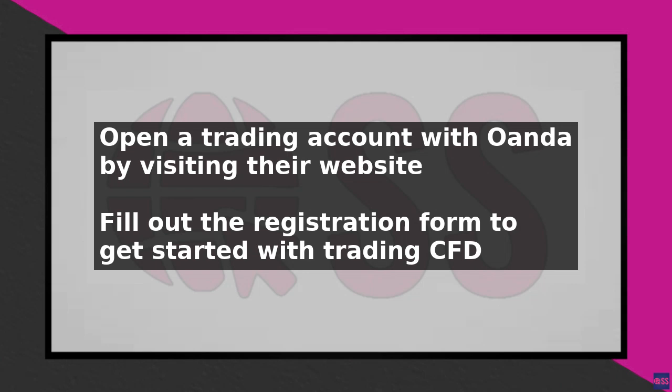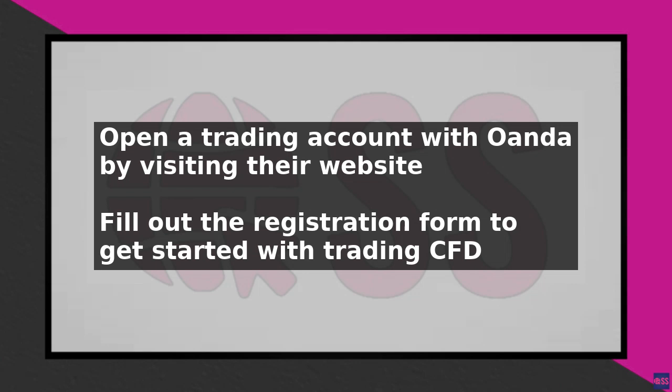commodities, and more. To get started, you need to open a trading account with Oanda. This can be done by visiting their website and filling out the registration form. Once your account is approved, you can log in to the Oanda trading platform and start exploring the various markets and instruments available. The first step in trading CFD on Oanda is to choose the market you want to trade.